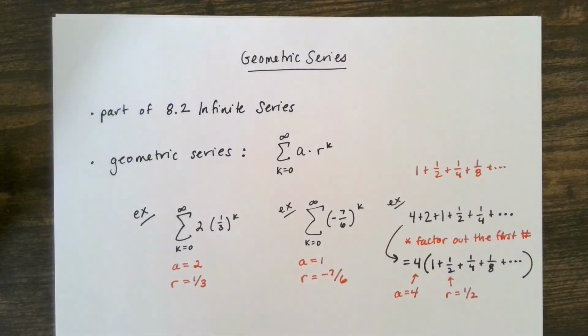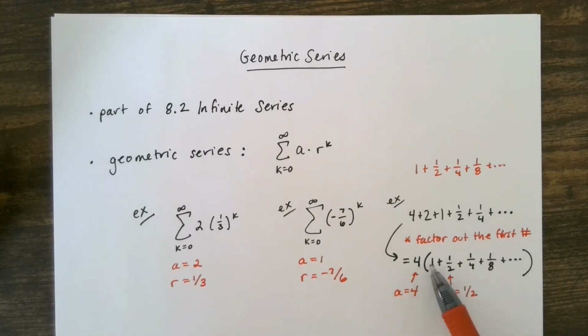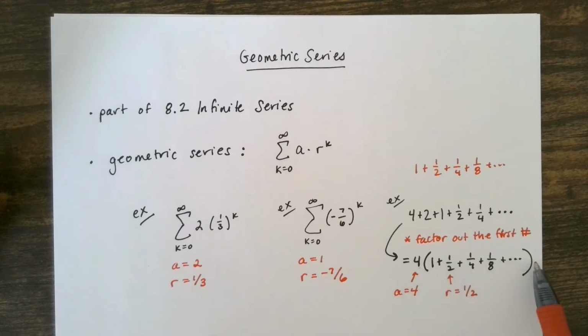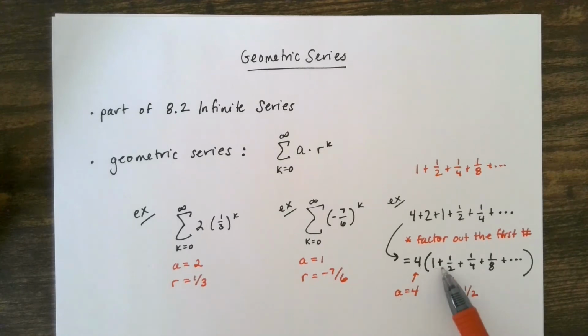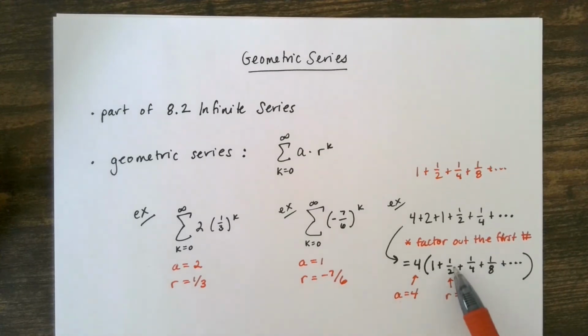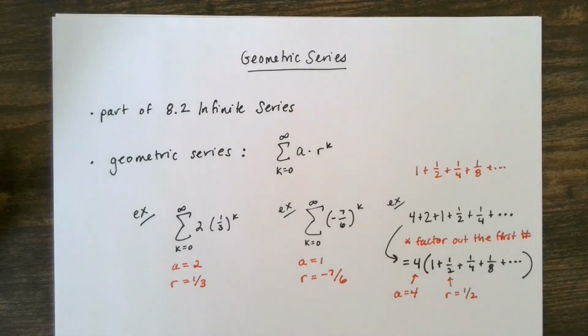Alright, so that took a little bit more work than the other two examples. But this method that we just did should work every single time. So when you're given the terms listed out like this, factor out whatever that first number is. And you should have 1 plus some stuff after that. The number you factored out is your a, and then 1 plus that second number that you see in those parentheses, that will always be your r value. If you want, you can put this into sigma notation, but there's no need to once you have a and r labeled.